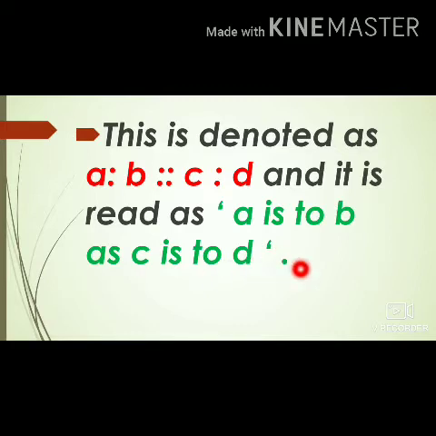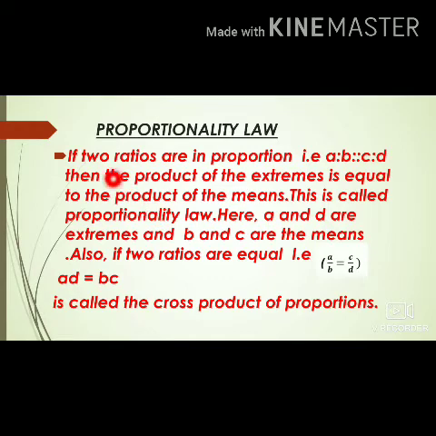To find the cross product of the proportion, we multiply the outer terms, called the extremes, and the middle terms, called the means. The proportionality law: if two ratios are in proportion, that is A is to B :: C is to D, then the product of the extremes is equal to the product of the means. This is called the proportionality law. Here A and D are extremes and B and C are the means.